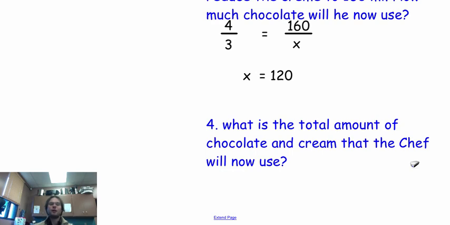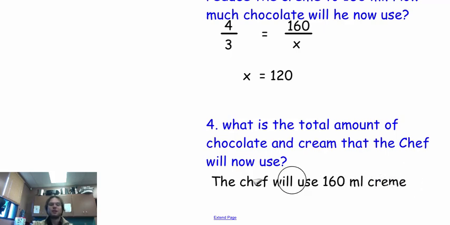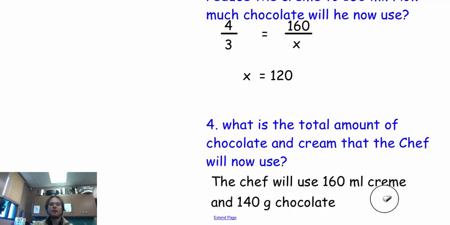So what is the total amount of chocolate and cream that the chef will now use? The chef will now use 160 milliliters of cream and 120 grams of chocolate.